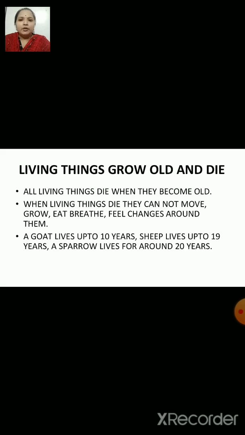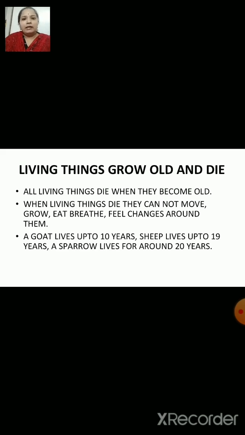Now, will your house die after say 50 or 60 years? No, not at all. Can you tell me why? Right, it cannot die as it is a non-living thing, and non-living things cannot die. Living things die. Right. Now, do you know that a sunflower plant dies in a few months?